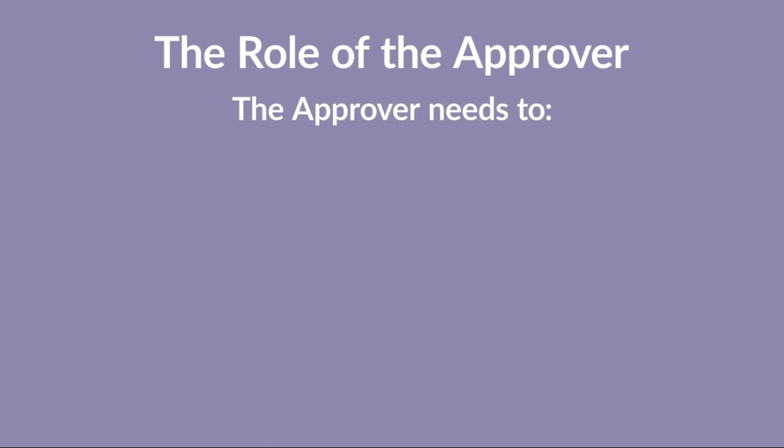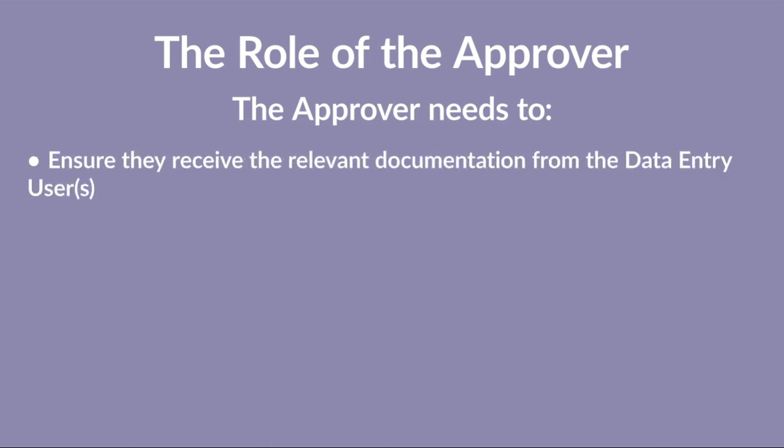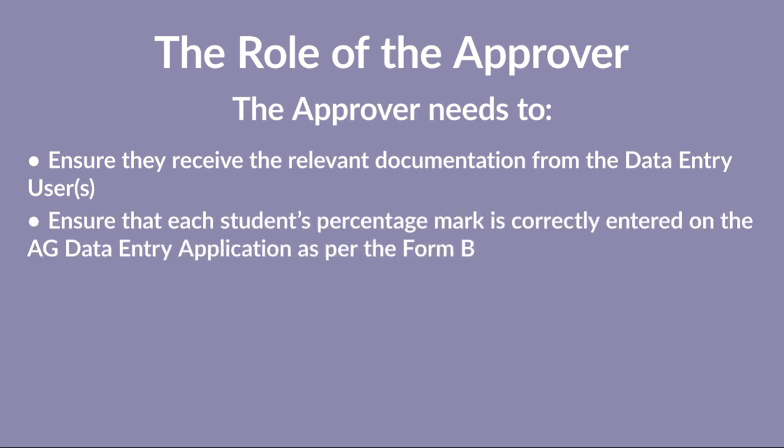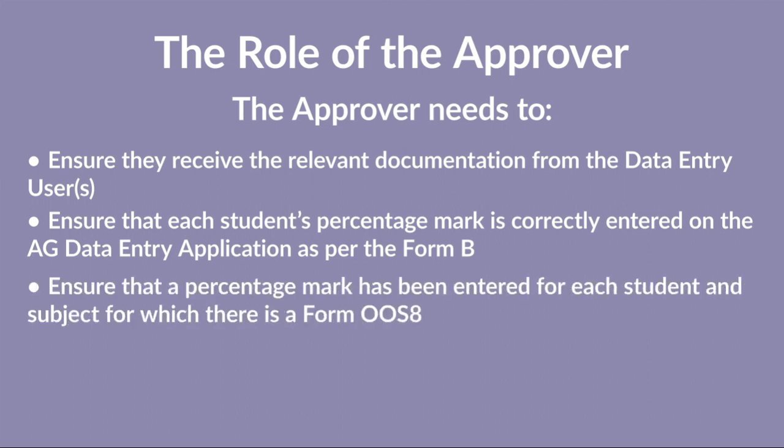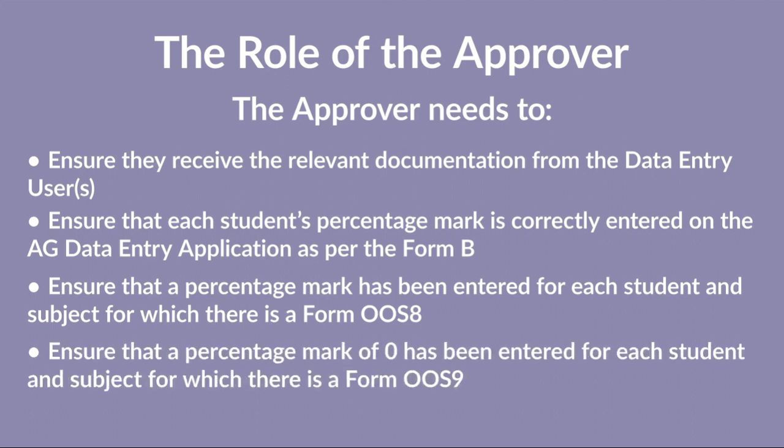The role of the approver is to ensure that they receive the relevant documentation from the data entry user or users. Ensure that each student's percentage mark is correctly entered on the Accredited Grades data collection application as per the Form B. Ensure that a percentage mark has been entered for each student and subject for which there is a Form OOS8. Ensure that a percentage mark of 0 has been entered for each student and subject for which there is a Form OOS9.